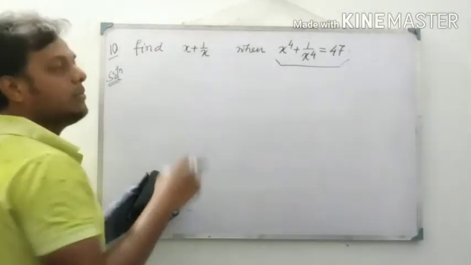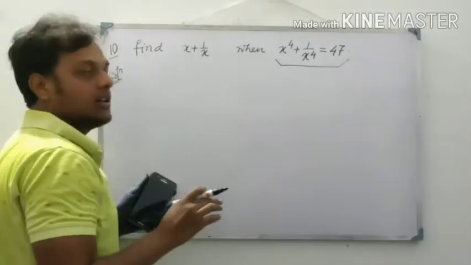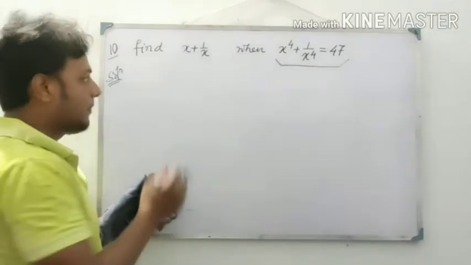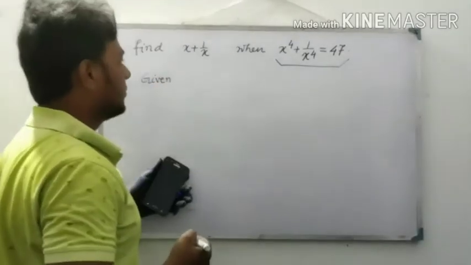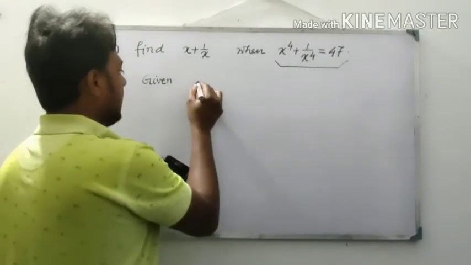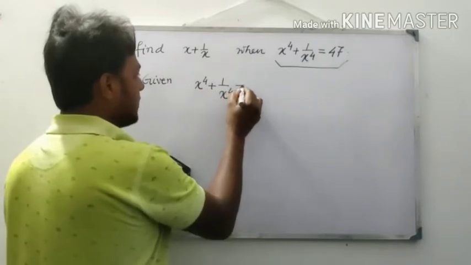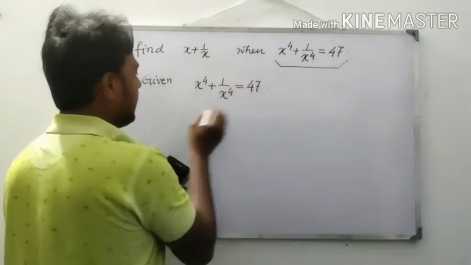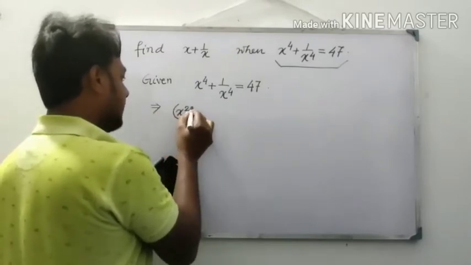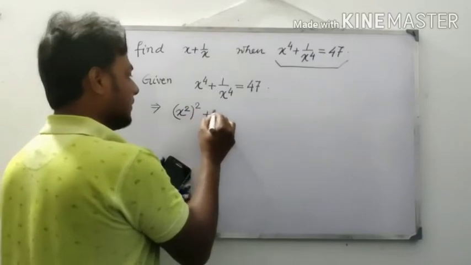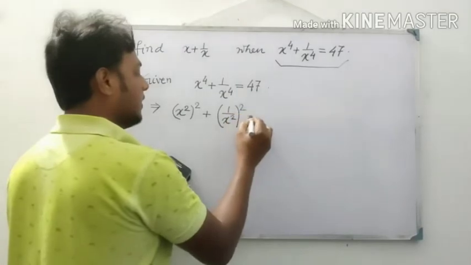See, this is given and we have to reach our target by using the givens. Okay, so listen carefully and look at the board. Given x to the power 4 equals 47. I am solving very slowly so that you can understand. The left hand side, x to the power 4, can be written as x square whole square. Is it clear? And it can be written as (1 by x square) whole square equals 47.